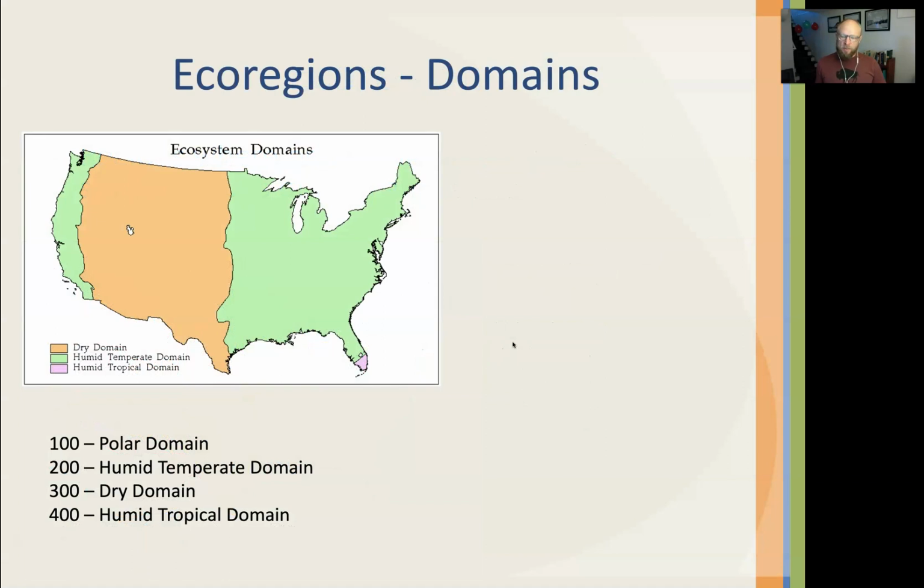So the four domains are polar domain, humid temperate, dry domain, and the humid tropical domain. And you can see in the US, we only have three of those domains. We don't have the polar domain. And what we'll be talking about today are primarily in this green, humid temperate domain. And then we'll talk about the boreal forest, which is kind of getting up into that polar region.